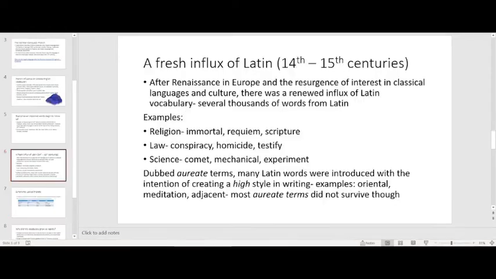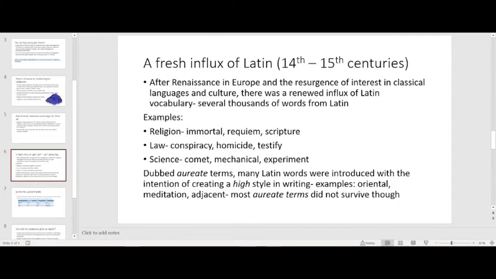Moving on, there was a fresh influx of Latin in the 14th and 15th centuries, particularly after the Renaissance in Europe and the resurgence of interest in classical languages and culture. There were several thousands of words brought in from Latin, and these, unlike Scandinavian words, were indeed associated with educated people. The words concern topics like religion, law and science, with some examples being requiem, homicide and mechanical, respectively.